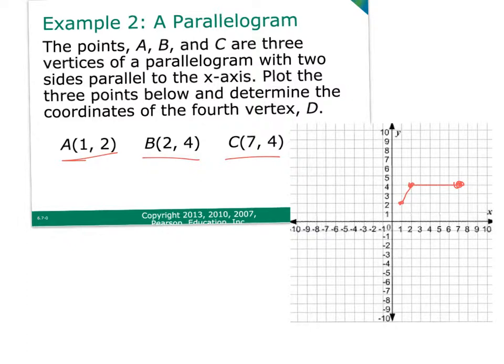Okay, so it's going to be in line with 2 on the y-axis, okay? And if you notice the relationship between the first point and the second point, it looks like they went up 2 spaces and right 1 space. So we're going to need to do the same thing to get from the top to the bottom. Okay, so to make a parallelogram, it looks like we need to be located at the point 6, 2. And that will complete your parallelogram.